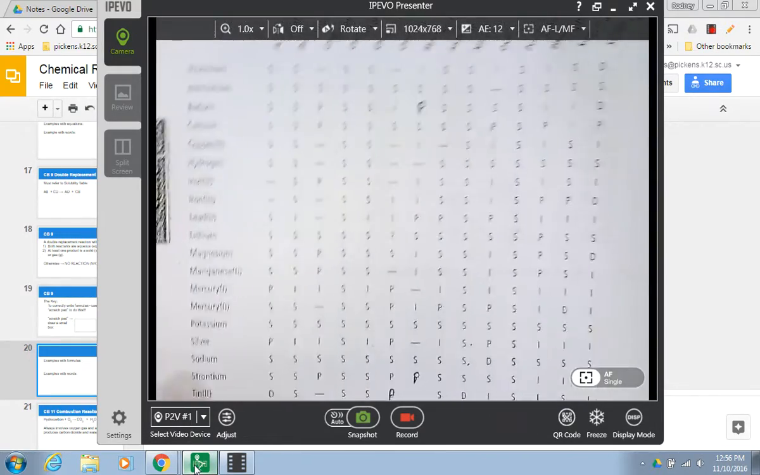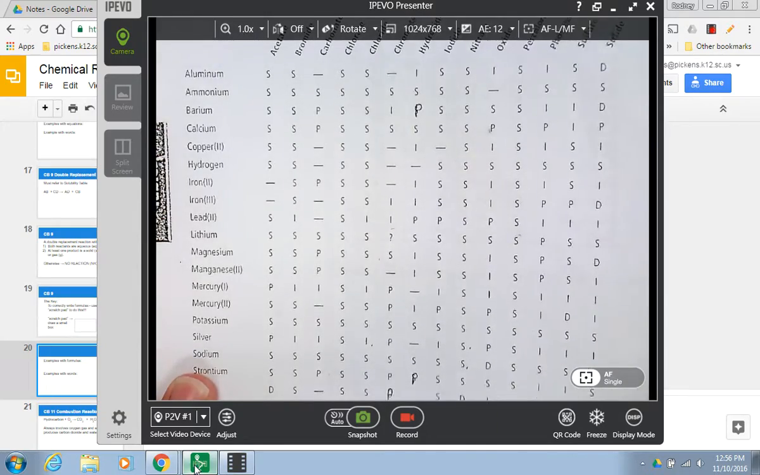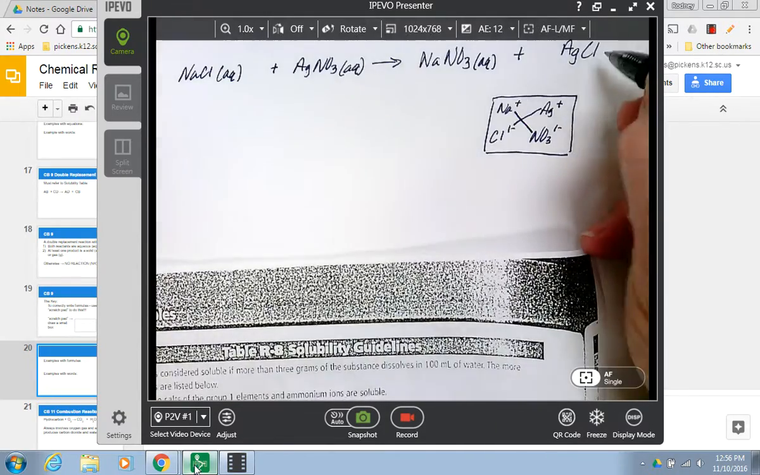So we go to our solubility table and we find silver, and we go over and we find chloride, and we see an I here. That's not a 1, that's an I. I stands for insoluble. So if it's insoluble, all right, we write an S for solid here, okay?